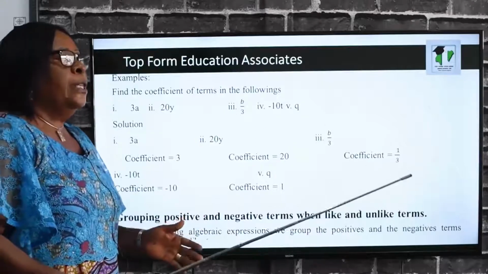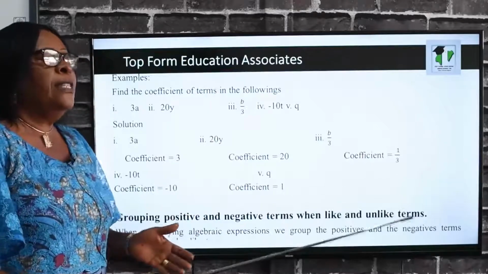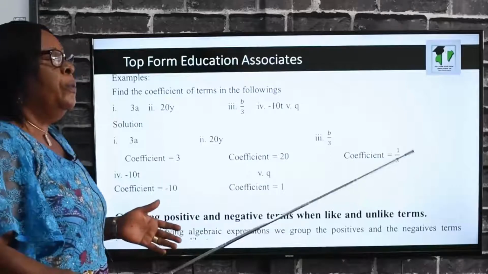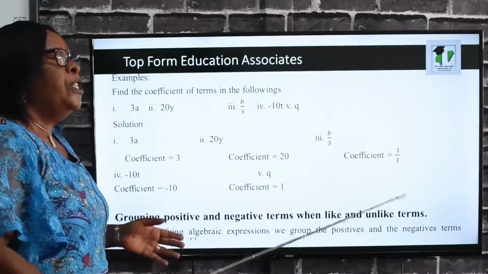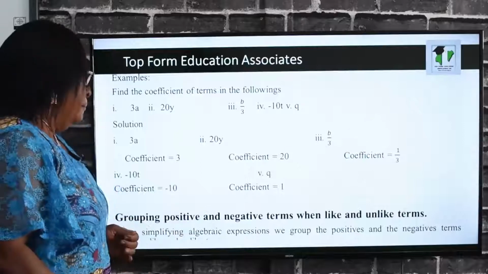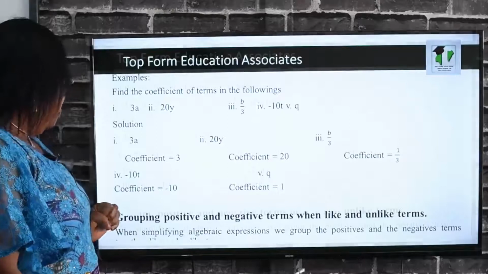So other examples can be, find the coefficient of X. Coefficient of X is 1. Coefficient of Y is 1. Coefficient of W is 1. The coefficient of half of W is half. I hope you are following so far.